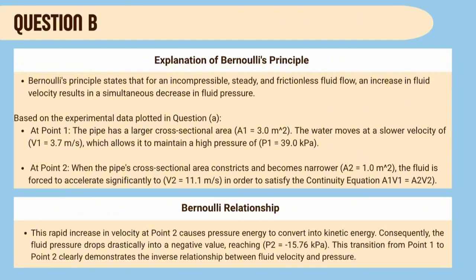So for the Bernoulli relationship, the increased velocity at point 2 causes pressure energy to convert to kinetic energy. Actually, the fluid pressure drops drastically into a negative value at P2. This transition from 1 to 2 demonstrates the inverse relationship between fluid velocity and pressure.